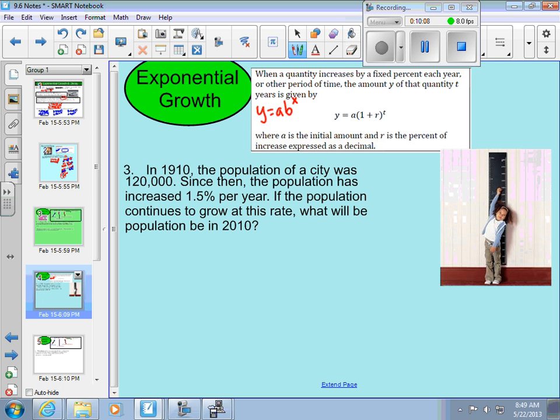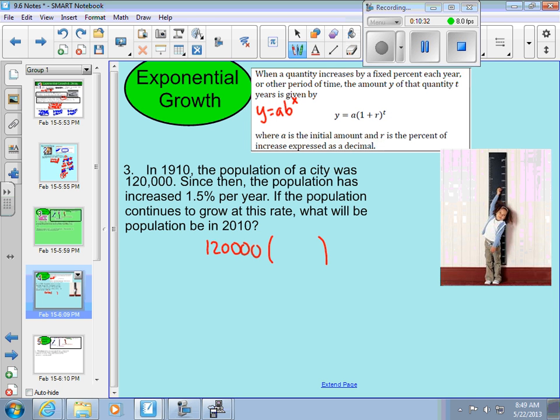It says in 1990, the population of a city was 120,000. Since then, the population has increased 1.5% each year. If the population continues to grow at this rate, what will be the population in 2010? All right, well, we want to find our starting value. That would be 120,000. Okay, what is our multiplier going to be?